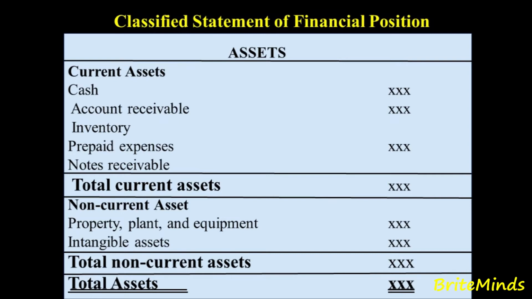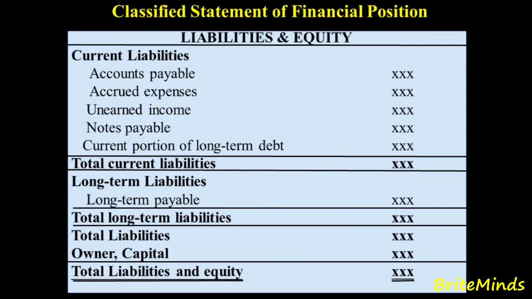Liabilities will be classified as current liabilities when the payables are to be paid within 1 year of the date of the statement of financial position. So we can see the accounts under the current liabilities: the accounts payable, accrued expenses, unearned income, notes payable, and then there's one here, current portion of long-term debt. I will discuss it later on.